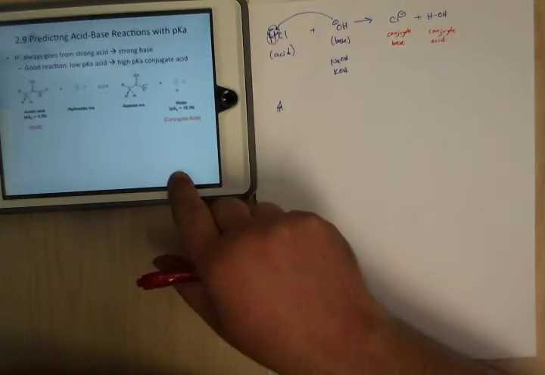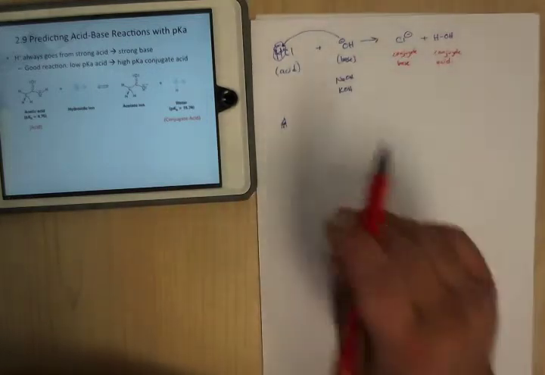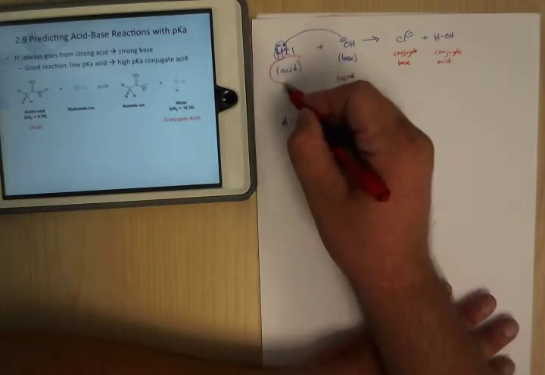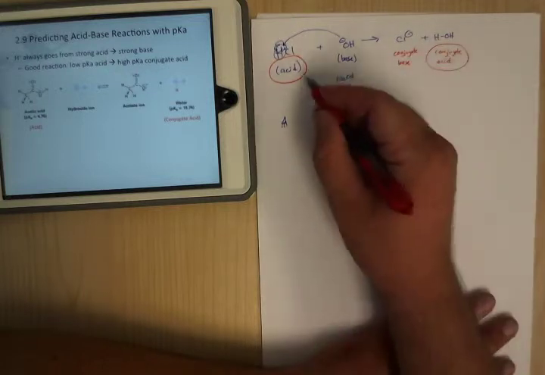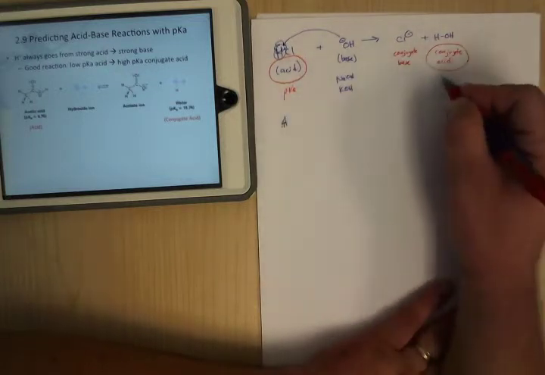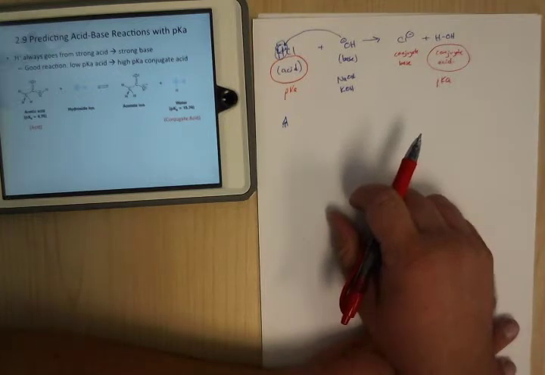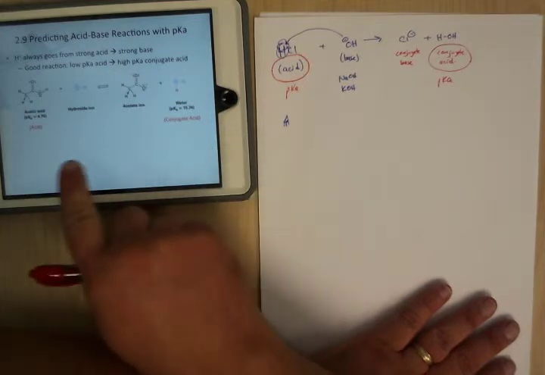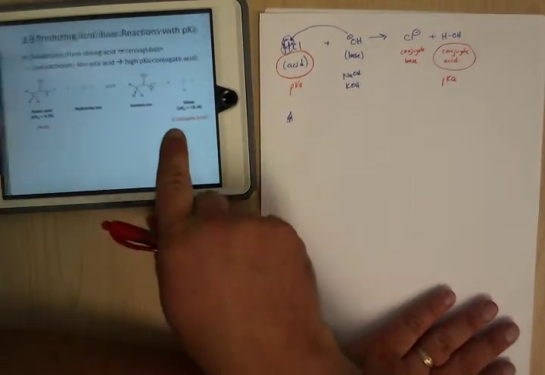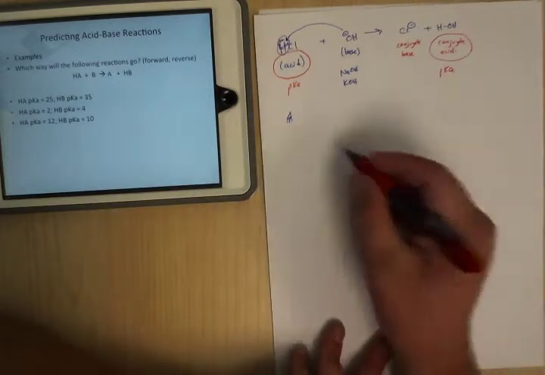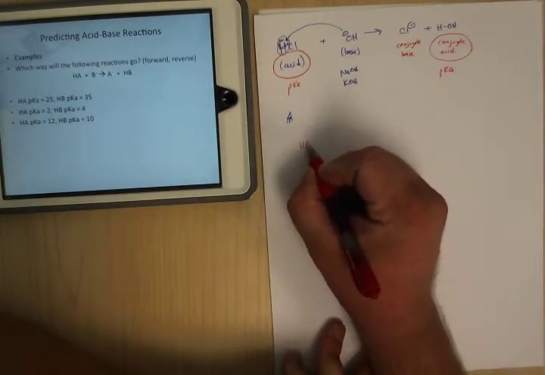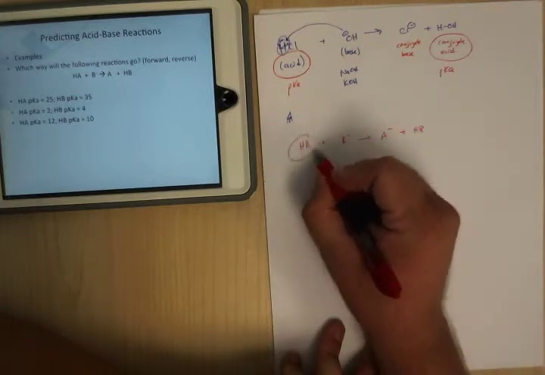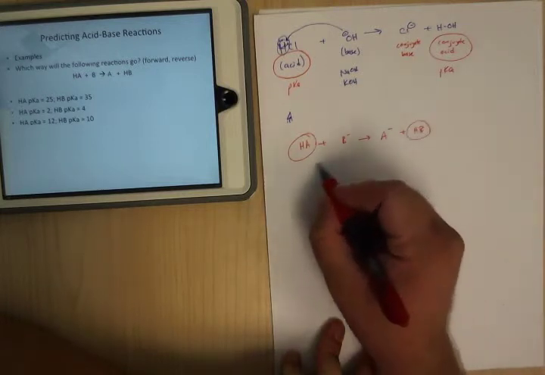So can we predict a reaction by looking at the pKa's? The answer is yes. What you really want to do is compare the acid to the conjugate acid, specifically the pKa. You want to go from a low pKa acid to a high pKa acid. You can use this chart if you wanted to. So if we have HA plus B minus going to A minus plus HB, we look at the pKa of this and this.